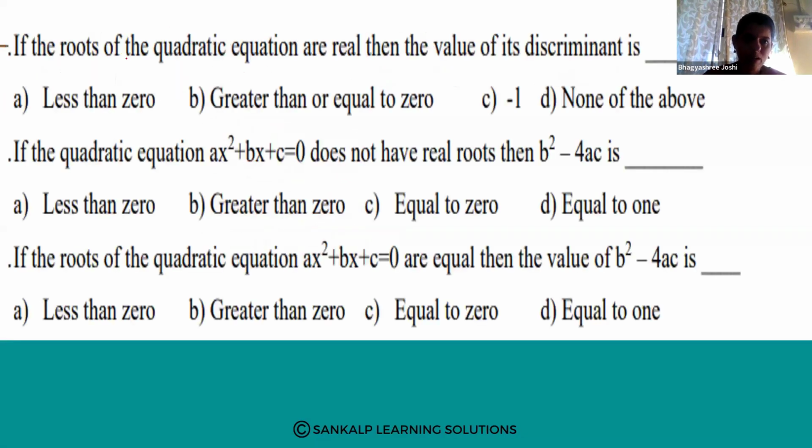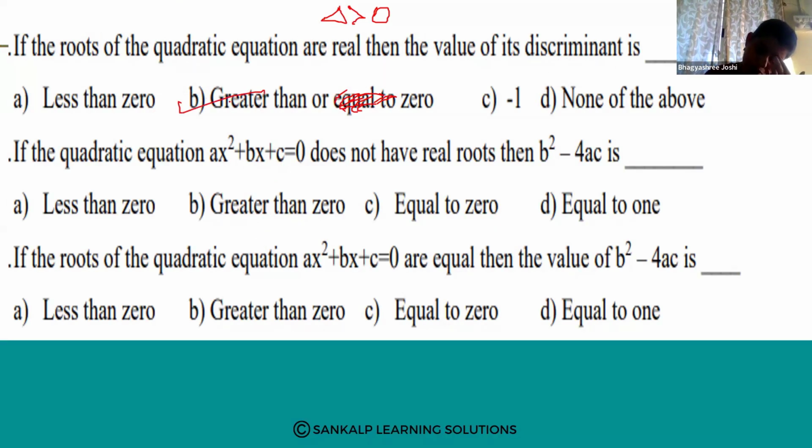Next, if the roots of the quadratic equation are real, then the value of its discriminant is... If the roots of the quadratic equation are real, that means delta is greater than 0. The options are less than 0, greater than 0, not equal, minus 1, none of the above. So it is greater than 0. Delta is greater than 0, then only you will get real roots.